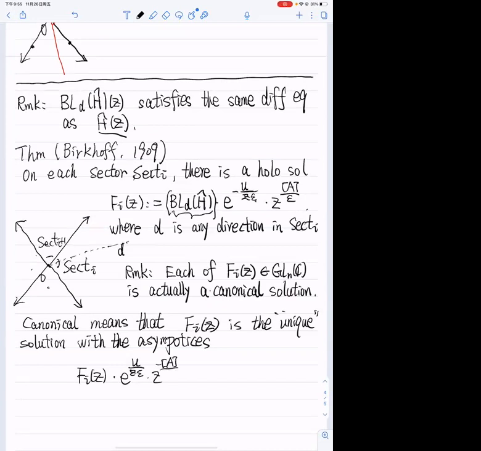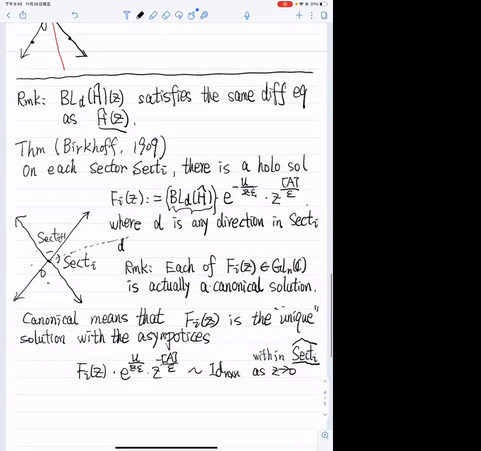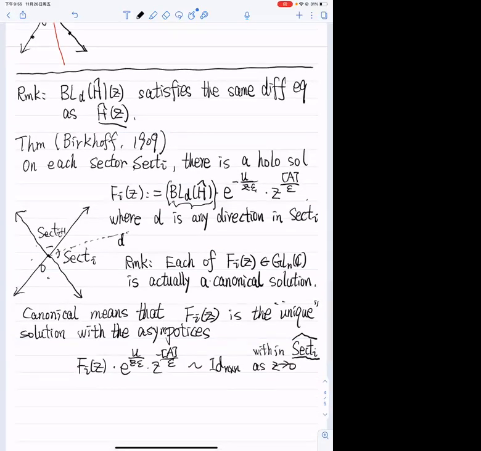So basically, I move the singular part to the left, then this is going to be asymptotic to the identity matrix as z goes to infinity within a sector I. But actually, here I didn't give all details. It should be a super sector, a sector with an opening bigger than pi. But let me ignore some technical details. All right.